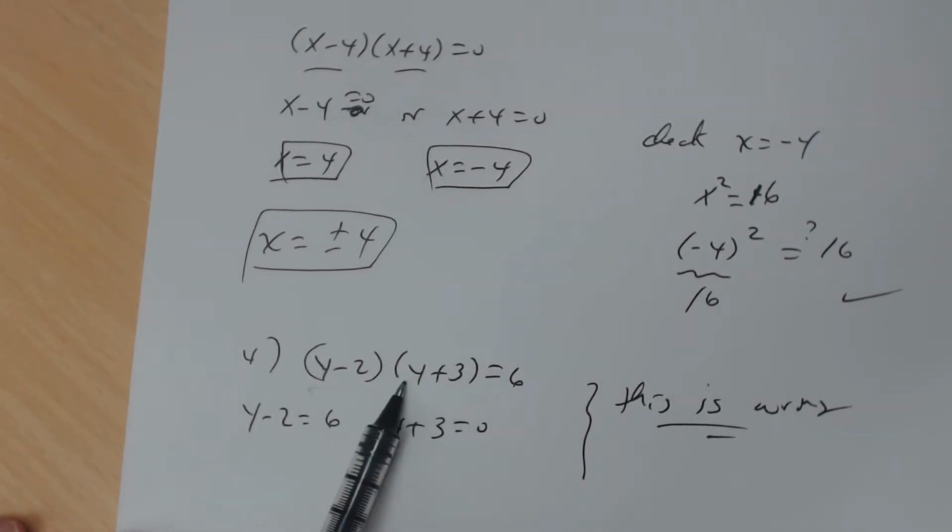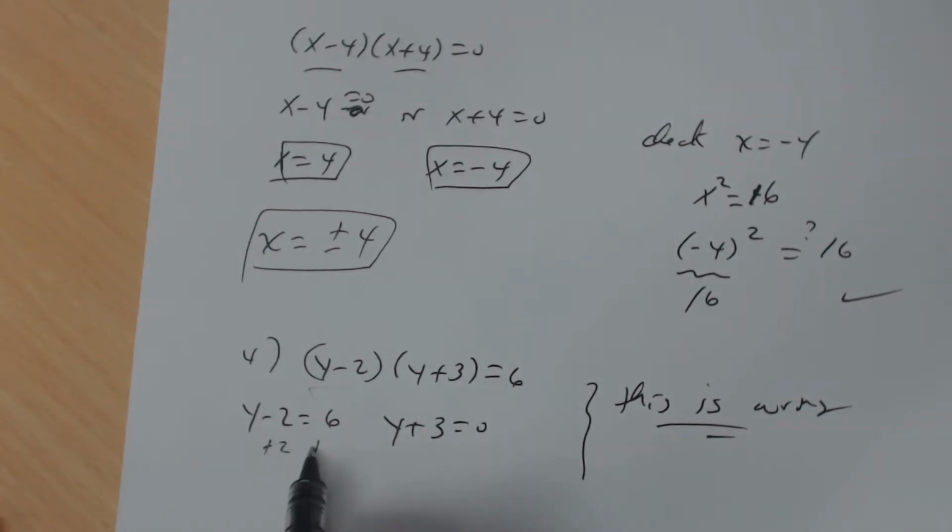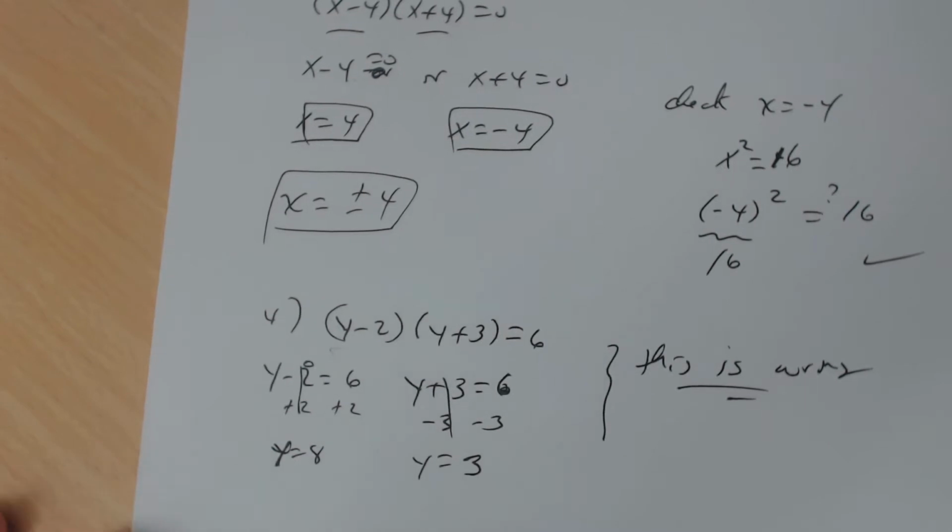All right, so you went from this quadratic equation to these two linear equations, and you solve for y. So here, I add 2 to both sides. Oh, that should be a 6 here. I add 2 to both sides, and I get y equals 8. Here, I subtract 3 from both sides, and I get y equals 3. All right, but let's check both of those.